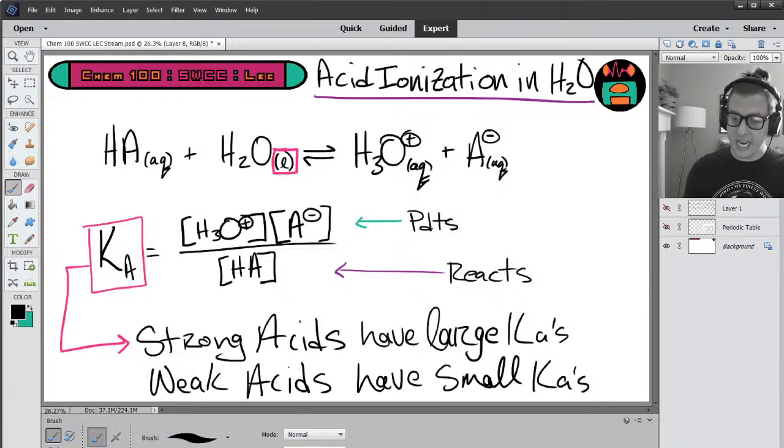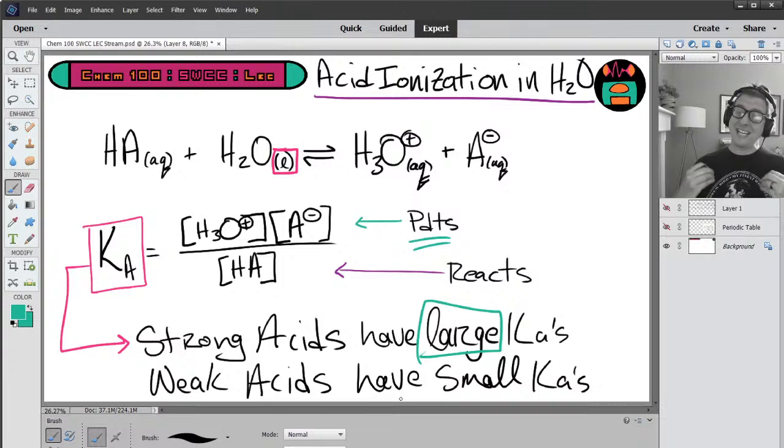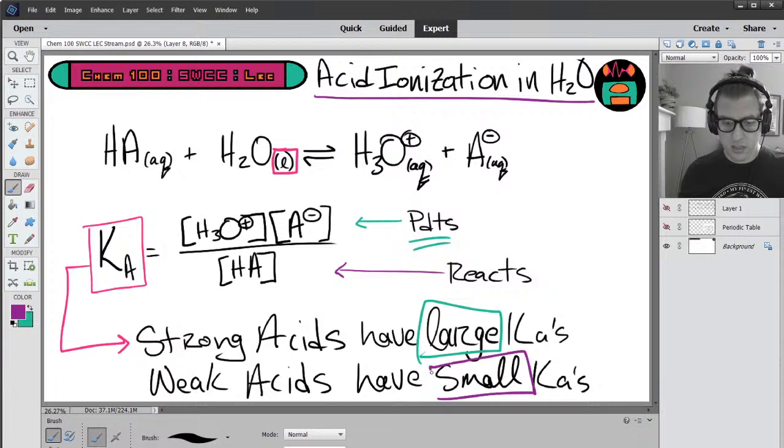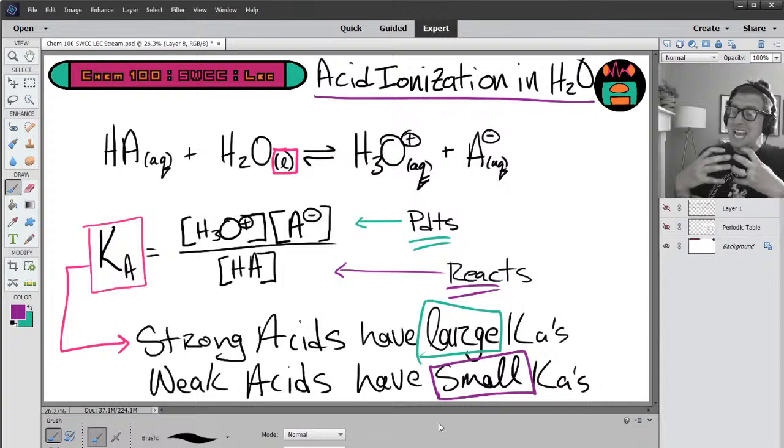A large Ka means that you have more products. So if you have more products, that means the acid is dropping its proton onto water. It's reacting aggressively. A small Ka means there's more reactants. That means the acid is hanging on to its hydrogen. It's not very good at giving it away, at protonating something, which makes it a weak acid. It's not very aggressive. It's not very reactive.